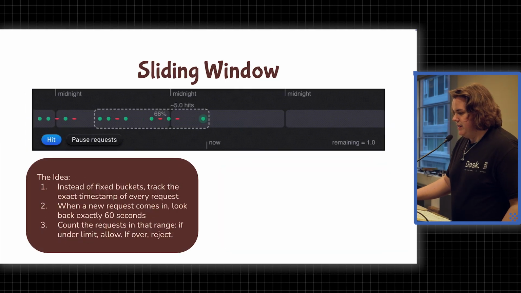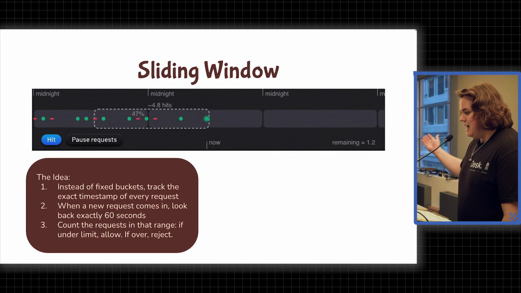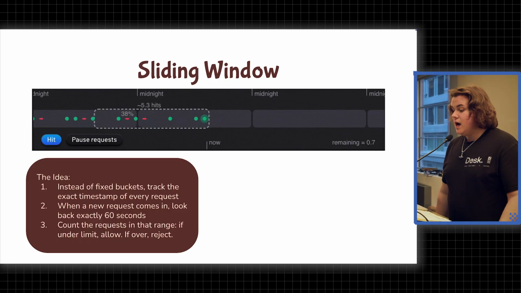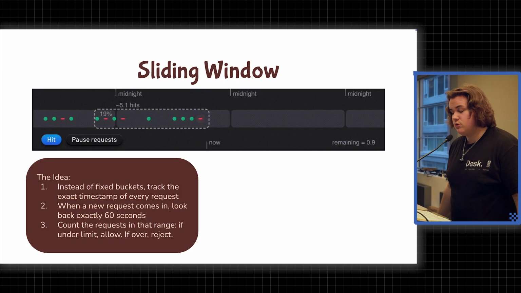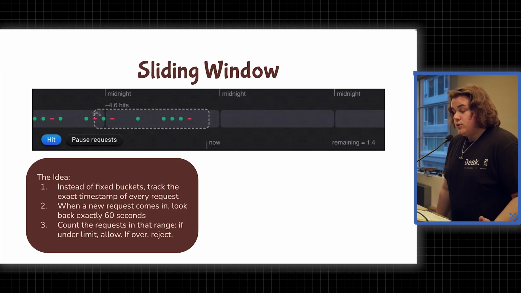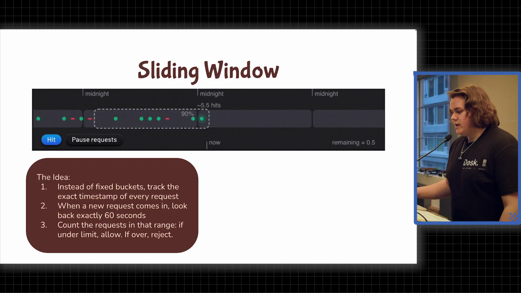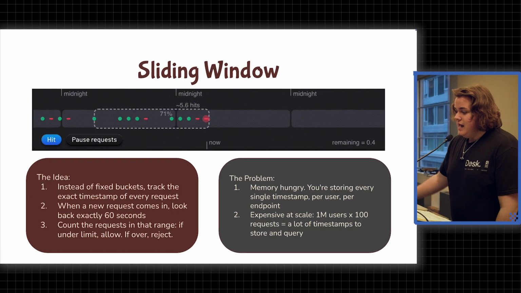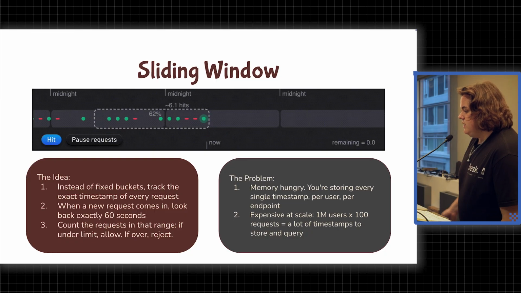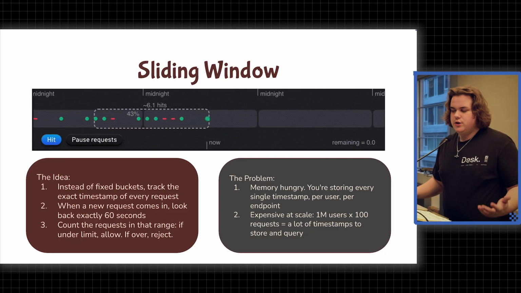So let's improve this a little bit. Let's opt for a sliding window. So instead of fixed buckets, we'll track the exact timestamp of every request. When a new one comes in, instead of just looking at today, let's just look at the last 24 hours since the request. We'll count the requests in that range, and if they're under the limit, we'll allow, and if not, we'll reject. This still has a problem of that bursty effect, and it's a bit memory hungry because you're storing a single timestamp per user and per endpoint.